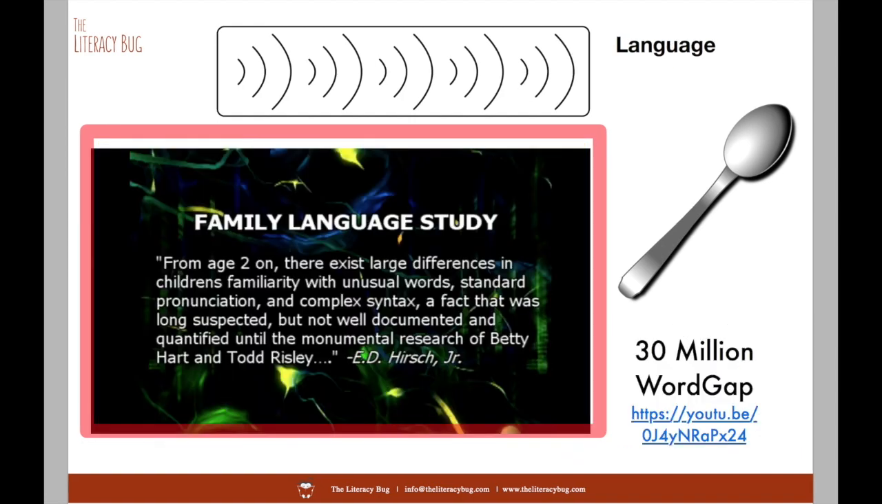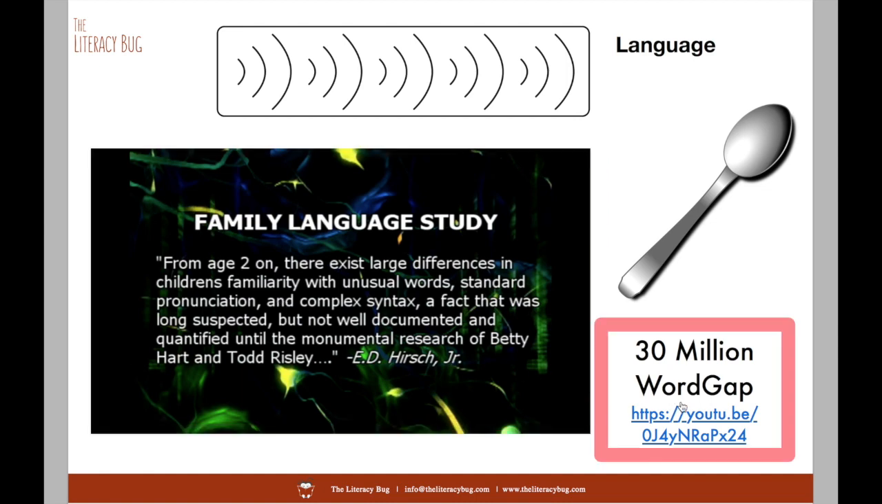But what I do want you to potentially visit is this link about the 30 million word gap, because whilst I mentioned that we all benefit from having a linguistic community that serves as models for our language, it's not always true that everyone has the same richness and variety in the linguistic community that they're part of.